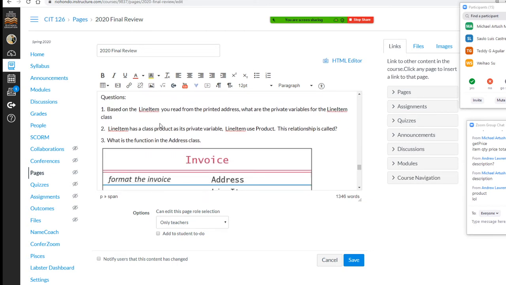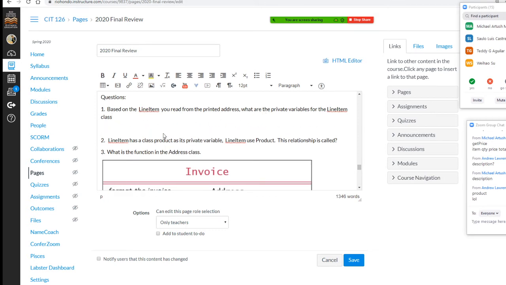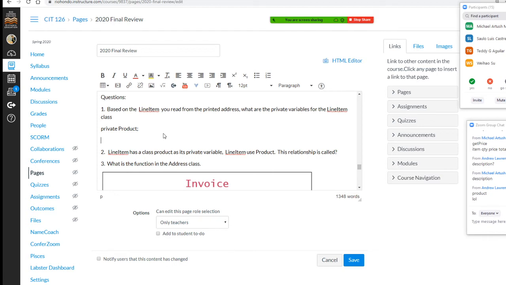So based on the line item you saw on the printed thing here, what will the private variable be? Private class product. Okay, that's private product. I believe there's a private integer quantity. Okay, we have that too. Product. Good job. We need to have that.